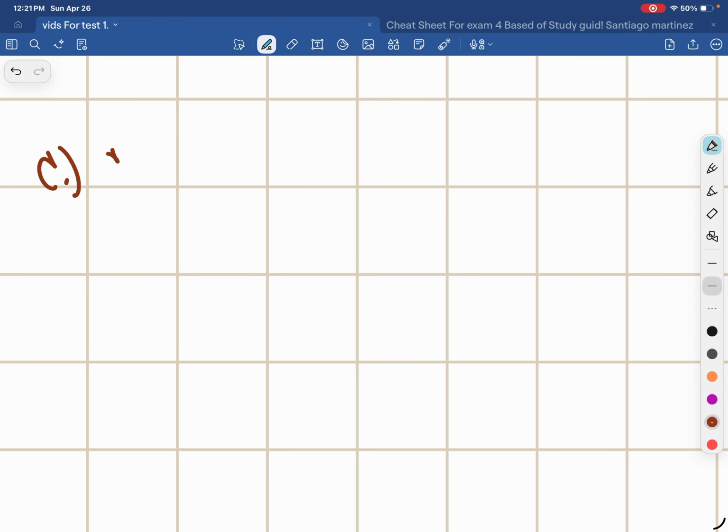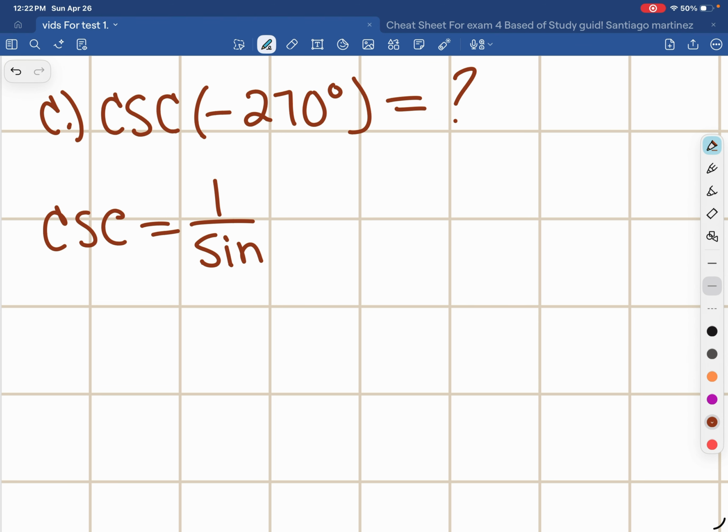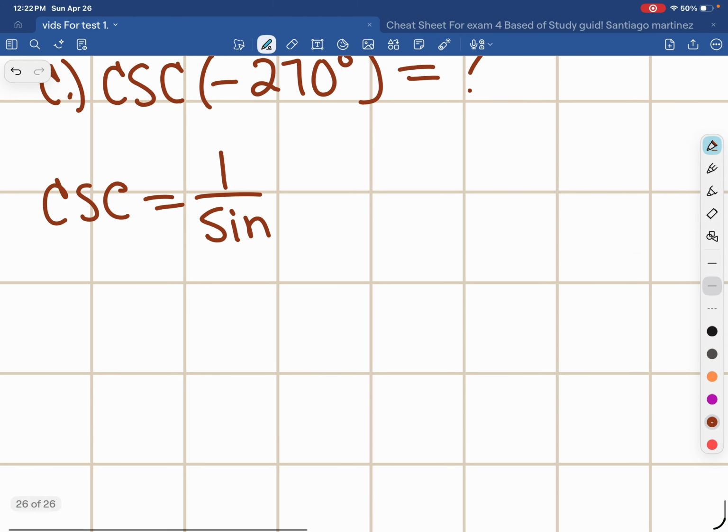which is going to be cosecant of negative 270 degrees equals what? So it's important to know a couple things here. So we know cosecant is equal to 1 over sine. So we're looking for a sine value, and we'll put 1 over that. Now, let's talk about negative 270. So we'll make a little note here.